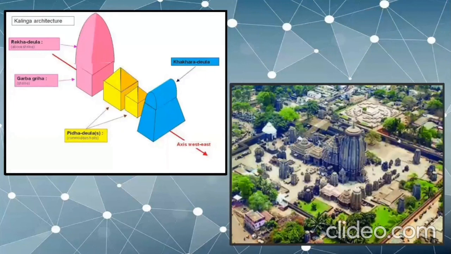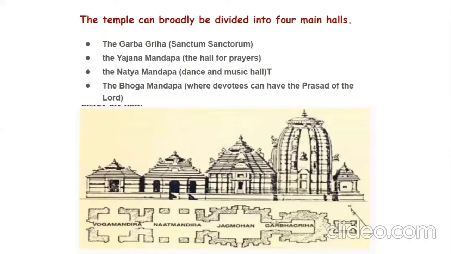Lingaraj Temple is one of those temples of Odisha which has all the forms of the Kalinga style of architecture, which means that it has all the doors which we see in the Kalinga style of architecture. Next, we have the formation of the temple. The temple can be broadly divided into four main halls. The first is Garbhagriha, the second is Yajna Mandapa, the third is Natya Mandapa, and the fourth is Bhog Mandapa, where devotees can have the prasad of the Lord.